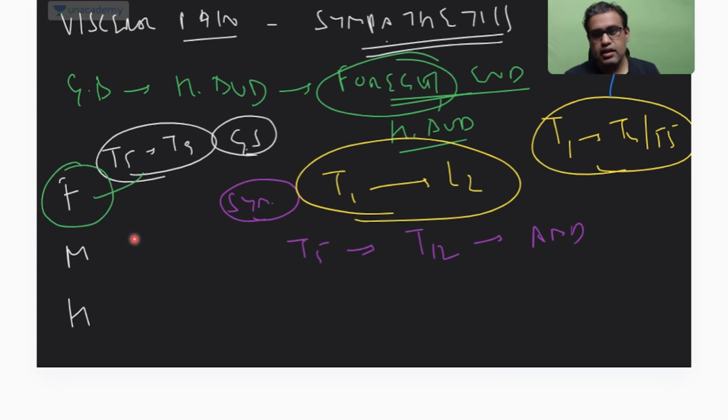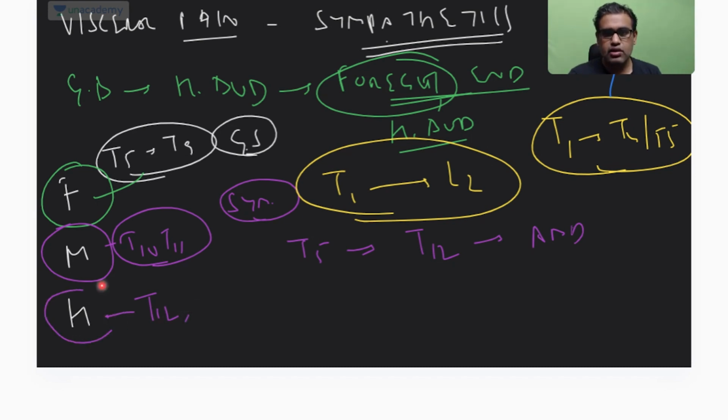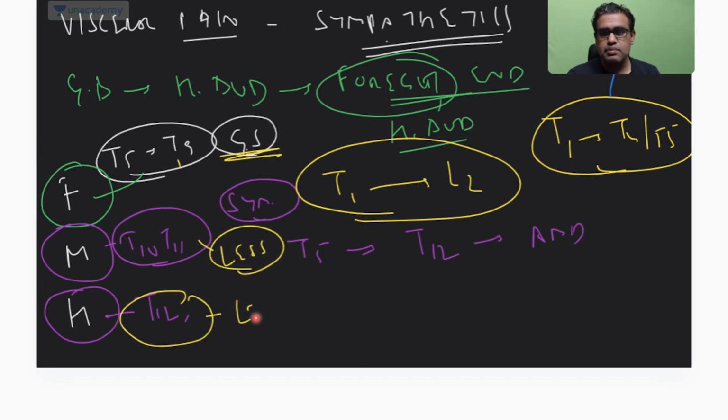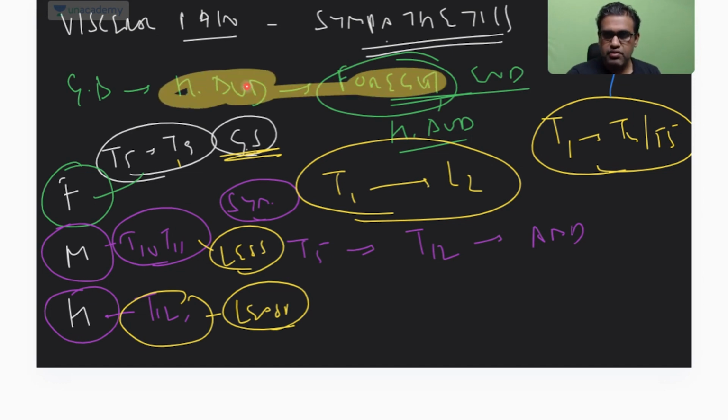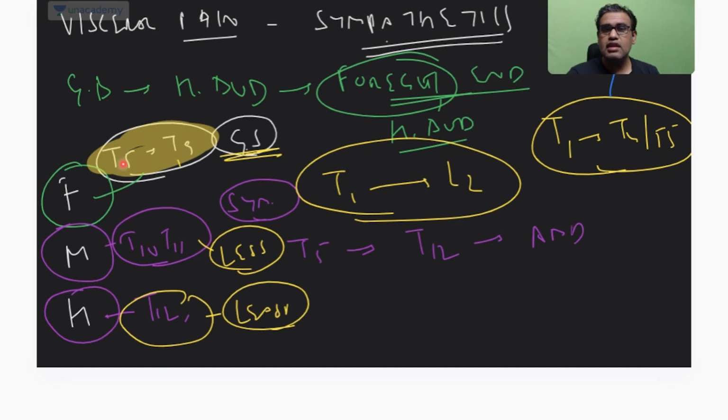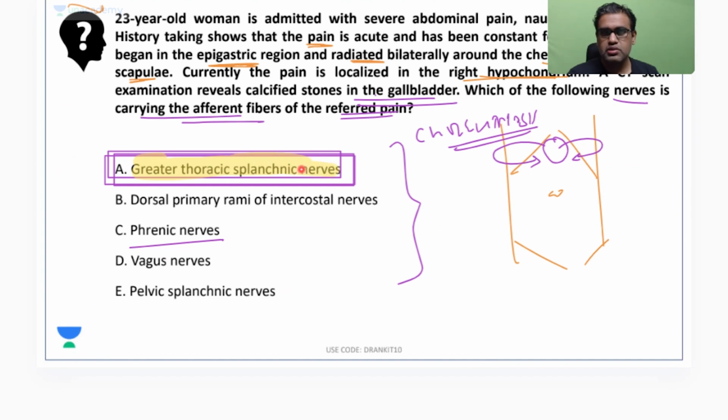Okay, T5 to T9, greater splanchnic nerve. Now T10, T11, they are lesser splanchnic nerve dedicated to midgut. And below this you have T12, maybe L1, that is dedicated to hindgut. So they are known as greater splanchnic nerve, lesser splanchnic nerve, and least splanchnic nerve. So here we were dealing with a foregut viscera, from the foregut hepatic bud, from the hepatic bud gallbladder. So its pain would be carried by this T5 to T9. What is that known as? Greater. Was that in the option? That was clear cut in the option.